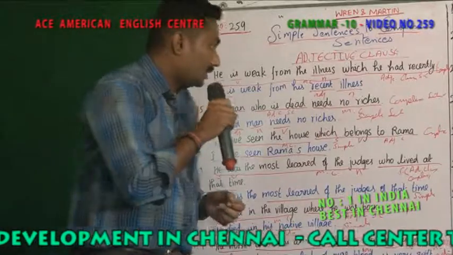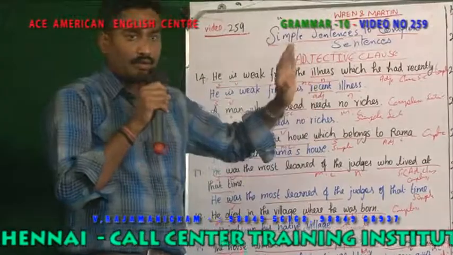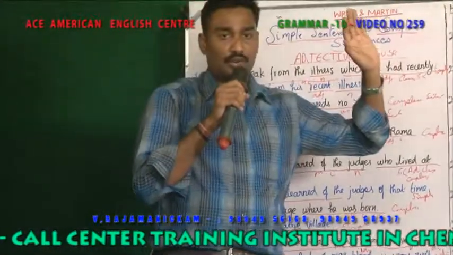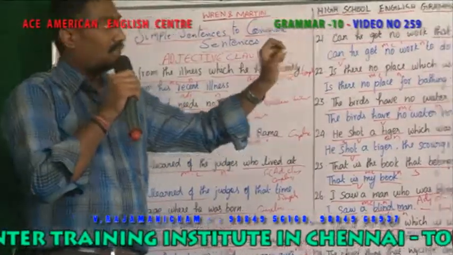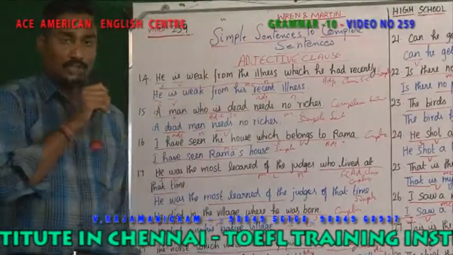Like this also: that is my book. Also, "that I found the lost book." Instead of that, we use the complex sentence, "which I had lost." That means: I found the book which I had lost.